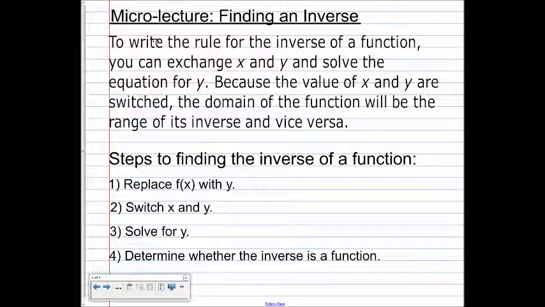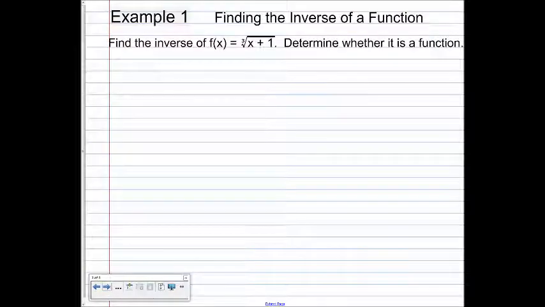Hopefully you read this slide. We're going to start by using these 4 steps to find the inverse of a function. So let's try this example. What is step number 1? Great, so I'm going to write y equals the cube root of x plus 1. That's step number 1. Replace f of x, and it could be g of x, h of x. Just replace your function notation with the letter y.